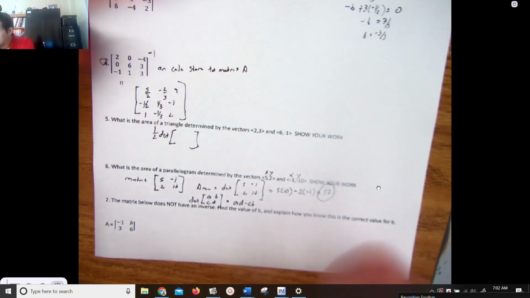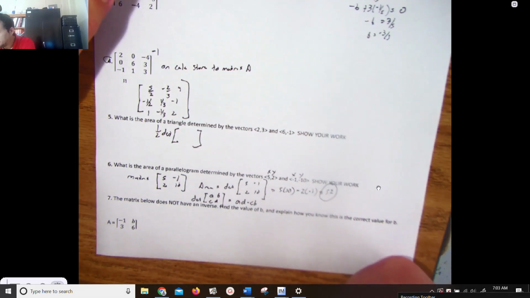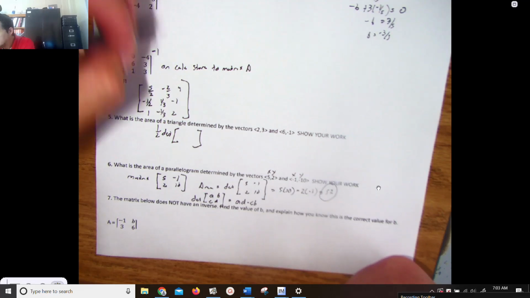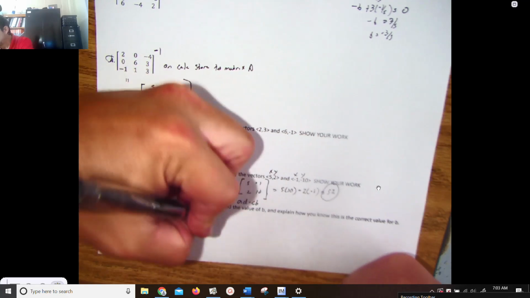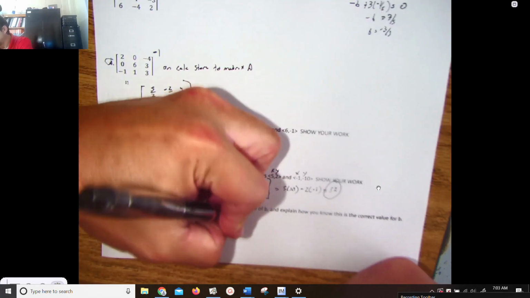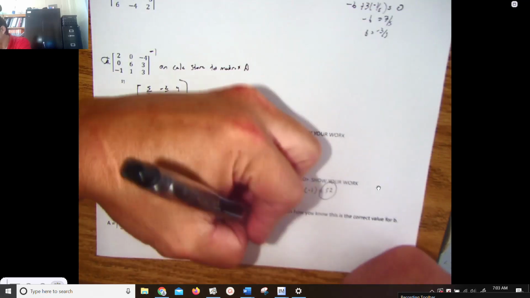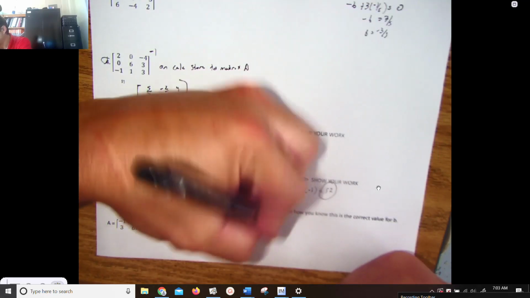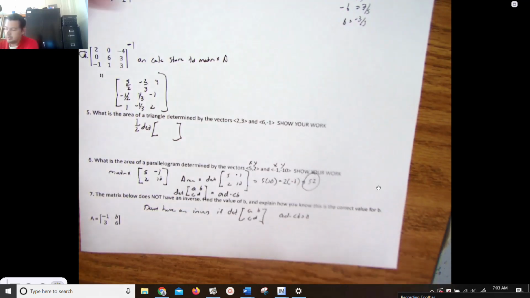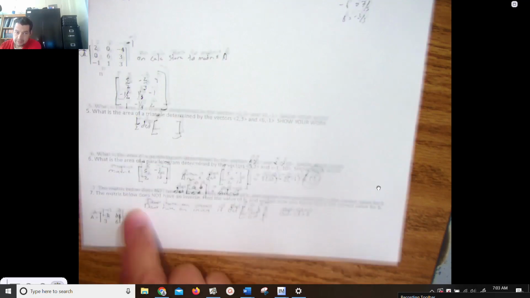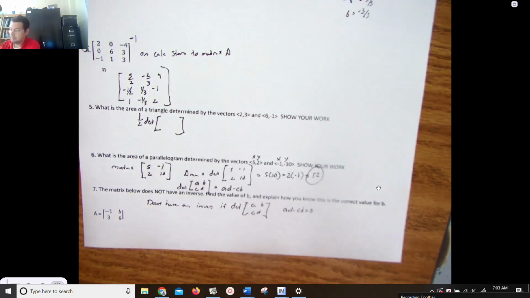7 is easy. It says it does not have an inverse. Find the value of B and explain how you know. So you don't have an inverse if the determinant of a matrix A, B, C, D, in other words, AD minus CB, is equal to 0. You just need to do that for this. I mean, that's all you need to do. There's page 1. Go down to page 2.